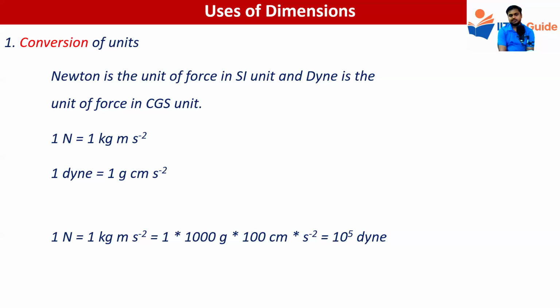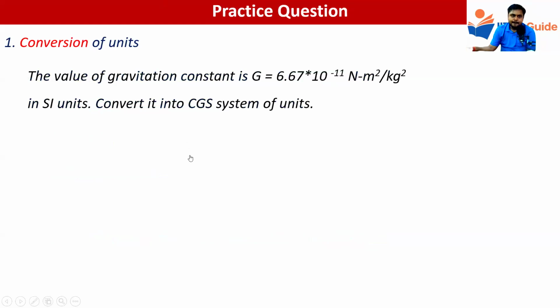So now 1 Newton, we can write it as 1 kg ms minus 2. The 1 kg is 1000 grams. So therefore 1 into 1000 gram into 100 centimeter per second square, which is equal to 10 to the power 5 gram centimeter per second square, which is dyne. So therefore 10 to the power 5 dyne. Is it clear? If yes, raise it. Solve this.